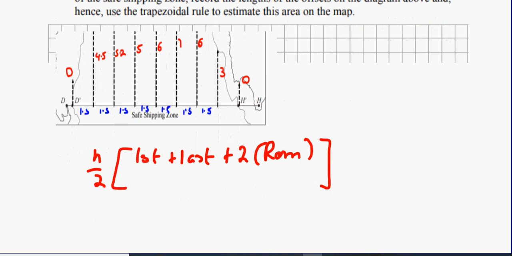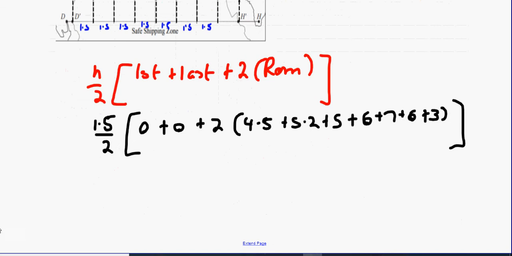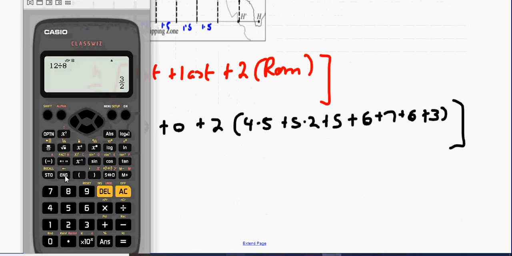Okay, so what's our H value, Cormac? Yeah, 1.5 divided by 2, first plus last, two times the remainder. Okay, lob all that in. 1.5 divided by 2. And it's going to be 0 plus 0 plus 2 times the remainder.